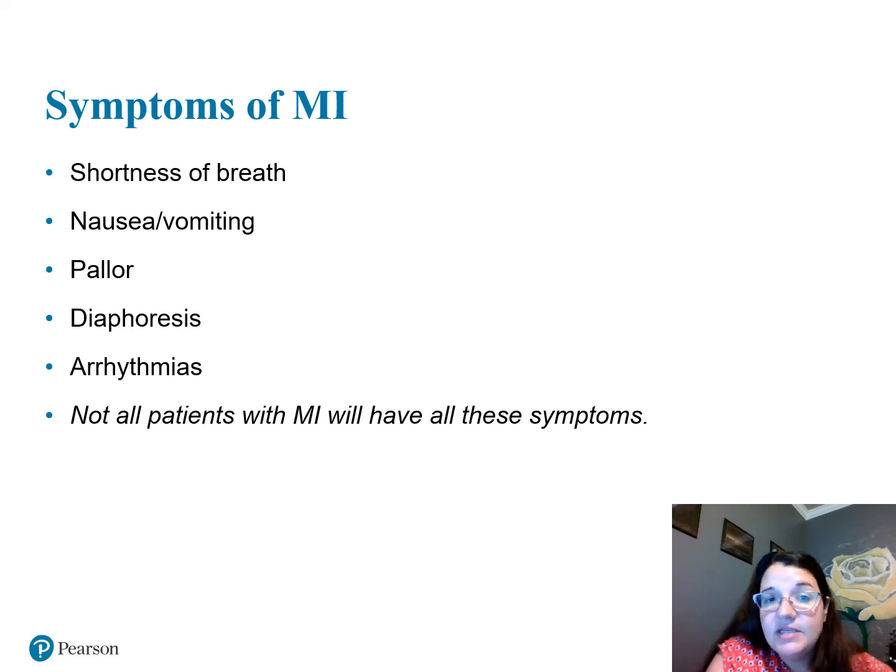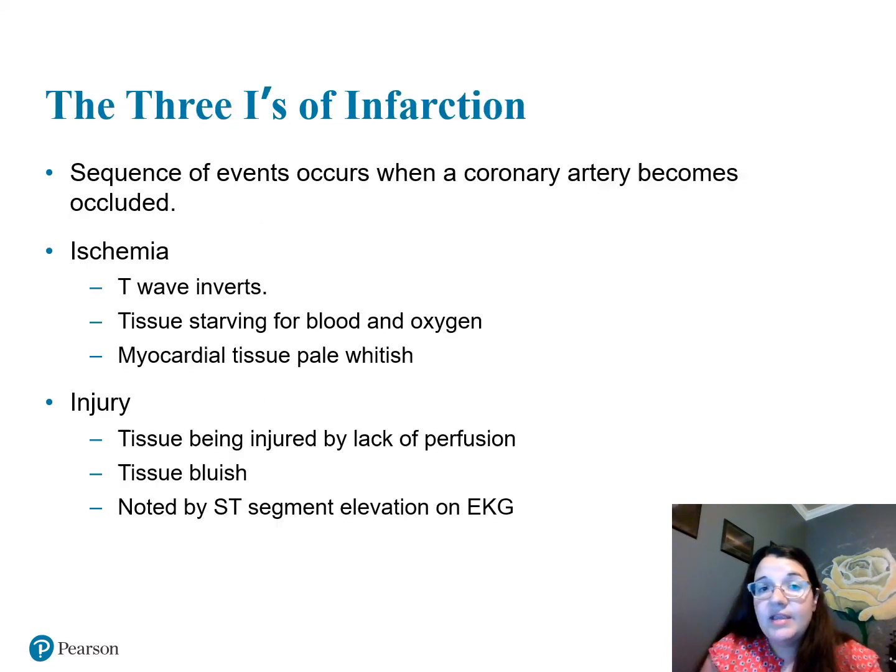Again, your symptoms could also include, besides the areas of pain, shortness of breath. You can have nausea, vomiting, pallor, meaning you're turning pale, you're white, you're losing color in your appearance, diaphoresis, arrhythmias. Remember, that is your abnormal. Whenever you see arrhythmia, abnormal rhythms. Not all patients with an MI will have all of these symptoms. So again, some of those patients, their nerves could not be sensing pain as others would.